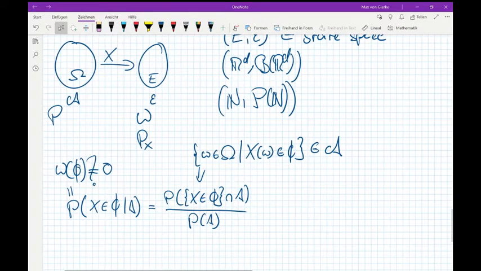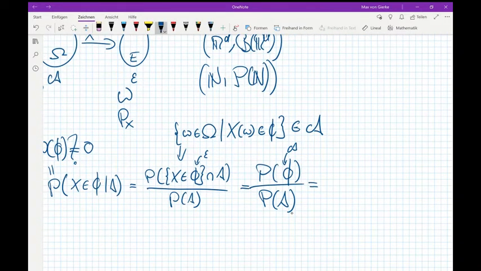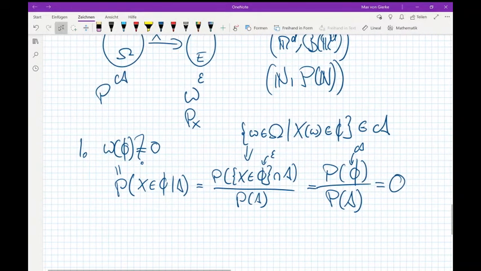Yeah, because it's measurable, because X is measurable, this part here is just the probability of the empty set divided by the probability of A, of this event. And because P is a measure, we know that P of the empty set, now this one is in E and this one is in A, is 0. This is 0 because this is a measure. So check.